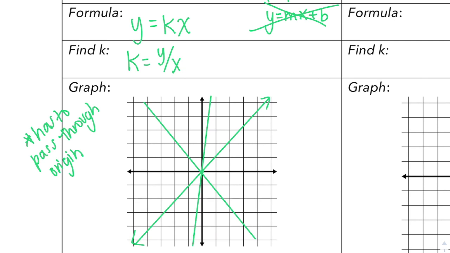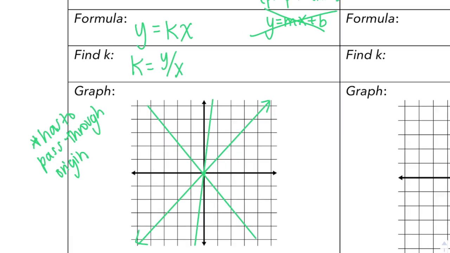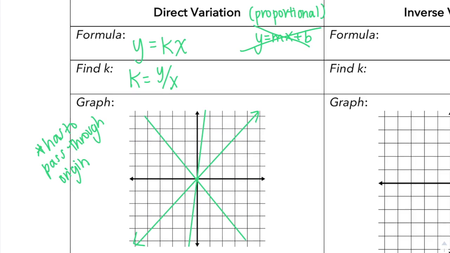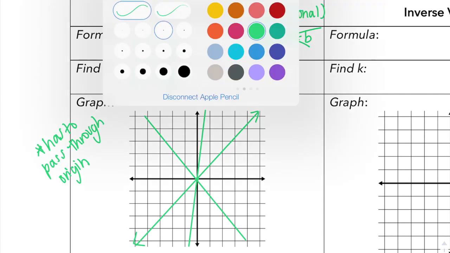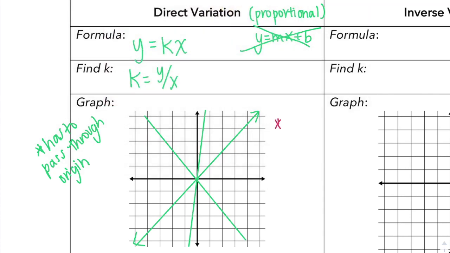So that's direct variation. K is also known as the constant of variation. For example, if a pound of apples is $2 a pound, 2 would be my constant of variation. For example, if you don't walk, you're not going to go anywhere. But let's say you're walking 3 miles an hour. Your constant of variation would be 3 because that rate is 3 miles for 1 hour. So that's another thing. K is known as the constant of variation.